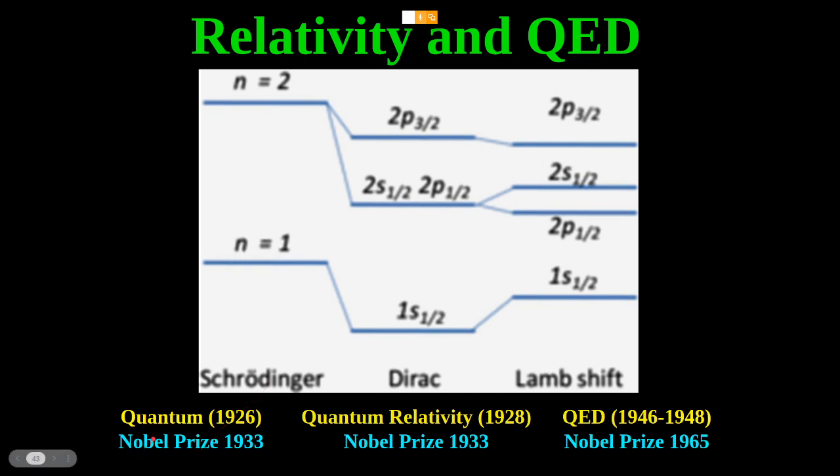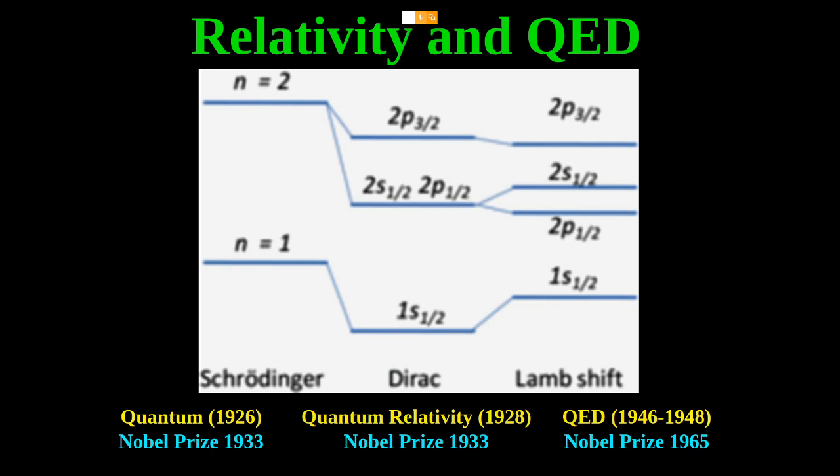Now let's talk about quantum mechanics for a second. The Schrödinger equation tells us that there's quantized energy levels like n equals 1 and n equals 2 for the hydrogen atom. The Schrödinger equation was published in 1926. He got the Nobel Prize for it in 1933. And this is basically a classical quantum equation. Classical meaning that it doesn't consider any particles moving close to the speed of light.